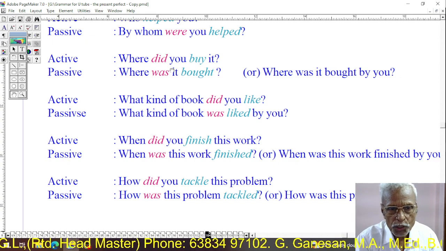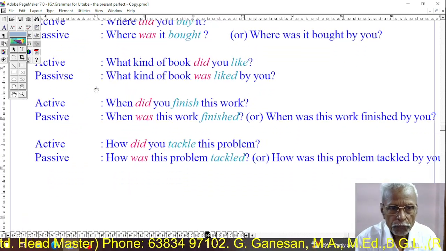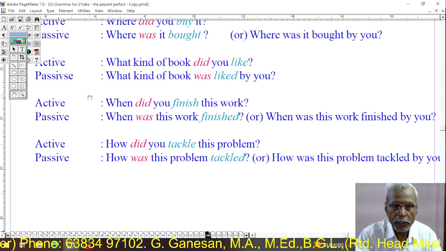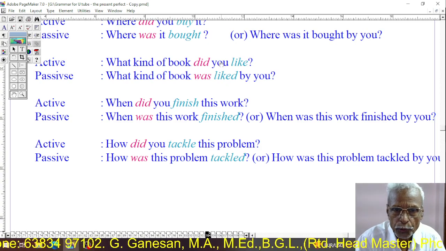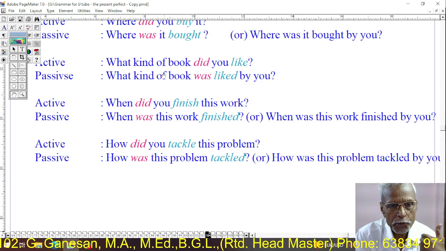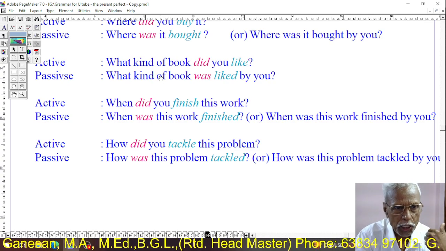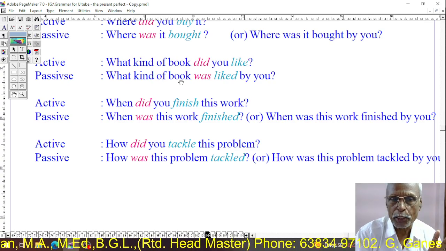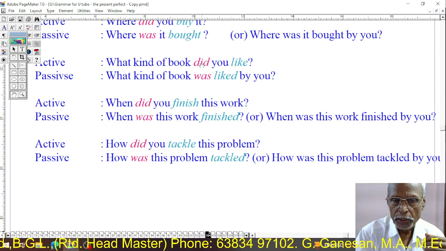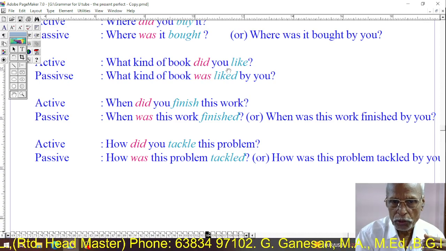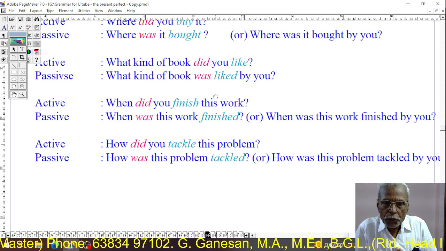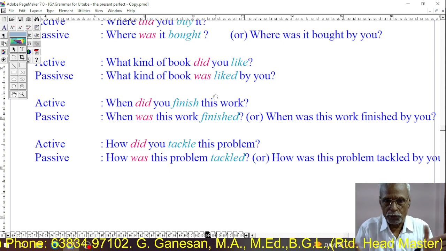Did, was. What kind of book did you like? Here the subject is you and the object is what kind of book, as well as the question word. Here it has been changed into the subject. What kind of book? This is singular. So was. It has been replaced by was. Then you, by you. Like, past participle liked. What kind of book did you like? What kind of book was liked by you?